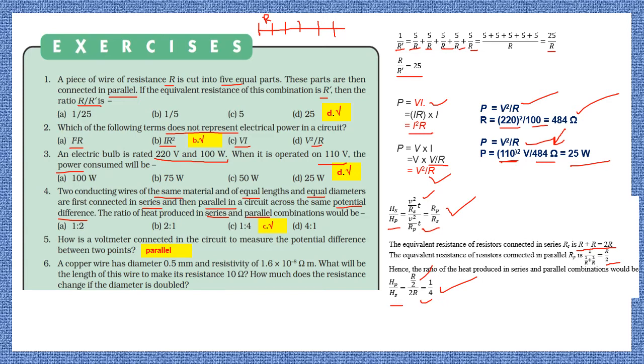Question number 6 is, a copper wire has diameter 0.5 millimeter. Resistivity is 1.6 into 10 to the power minus 8 ohm meter. What will be the length of this wire to make its resistance 10 ohm? How much does the resistance change if diameter is doubled? There are two questions. Okay, so let me solve these questions. The answer will be 1/4. And for the solution, I have to move to the next slide.